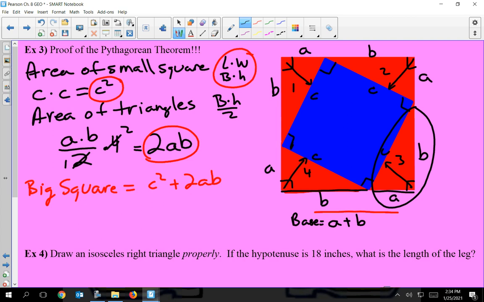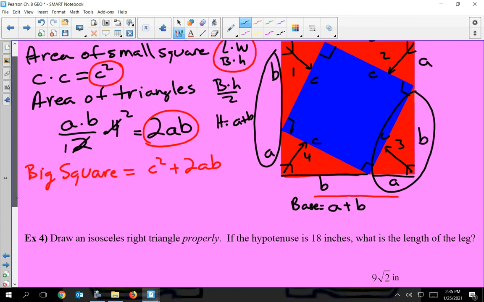Okay? And can I do the same thing with the height? You know, it's 2 line segments. Can I put them together? Well, I can. So my height is going to be A plus B. Okay? So can I use those to find the area of a square?